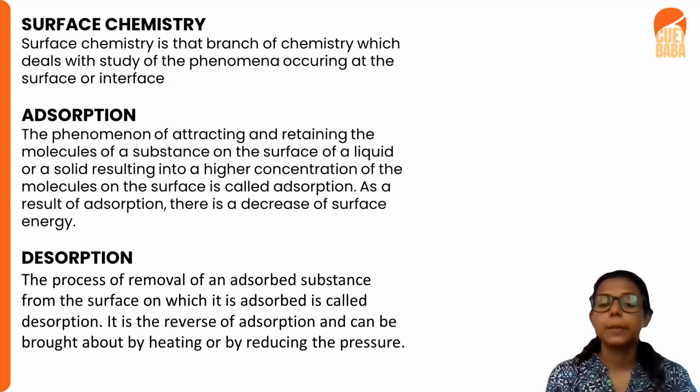What is desorption? The process of removal of an adsorbed substance from a surface on which it is adsorbed is called desorption. It is the reverse of adsorption and can be brought about by heating or by reducing the pressure. So, the reverse of the process of adsorption is called desorption. When adsorption is the accumulation of substance, desorption is the removal of the adsorbed substance from the surface. And the desorption process can be increased by increasing the temperature or by decreasing the pressure. We will discuss the factors later on in this class.